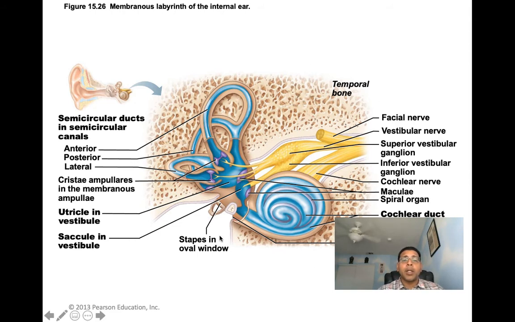Next, let's appreciate the cochlea. The cochlea contains the membranous cochlear duct, which houses the receptor organ for hearing, called the spiral organ, also known as the organ of Corti. This cavity is divided into three separate chambers, or three scalae. First, we've got the scala vestibuli. Second, we have the scala media. And third, we have the scala tympani, which terminates at the membrane-covered round window inferior to this cochlear duct.